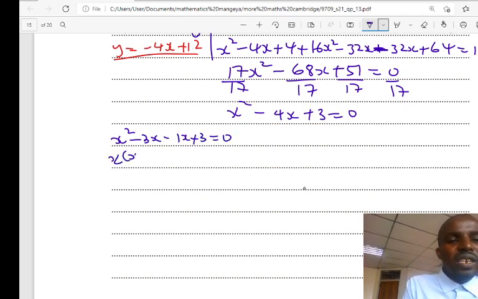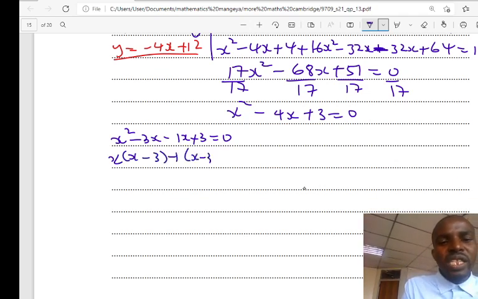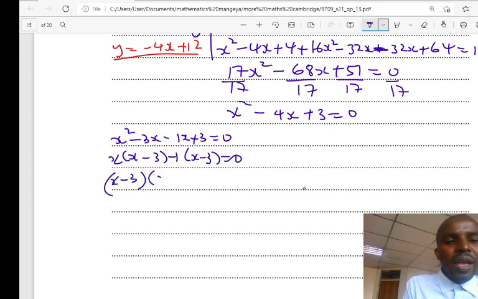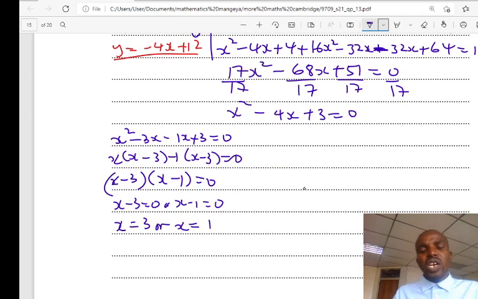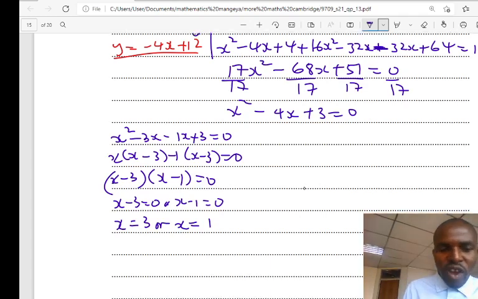Factor out x here: x minus 3. Factor out minus 1 here: x minus 3 is equal to 0. Then (x minus 3)(x minus 1) is equal to 0. It's either x minus 3 is equal to 0 or x minus 1 is equal to 0. Then x is equal to 0 plus 3, which is 3, or x is equal to 0 plus 1, which is 1. So these are the coordinate points of x, right? Then you want to find the corresponding coordinates of y.